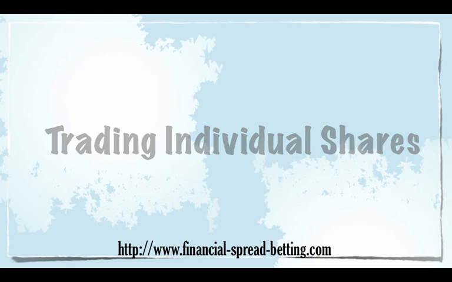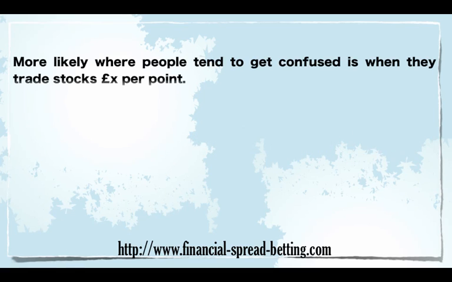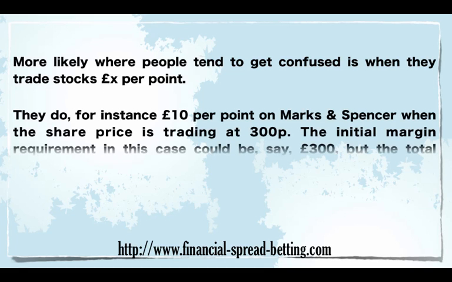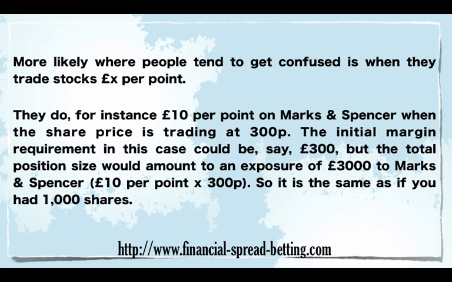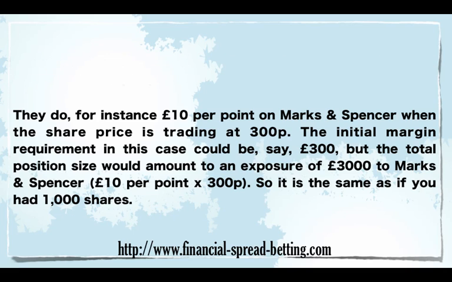Trading individual shares. More likely where people tend to get confused is when they trade stocks per point. They do, for instance, £10 per point on Marks and Spencer when the share price is trading at 300 pence. The initial margin requirement in this case could be, say, £300, but the total position size would amount to an exposure of £3,000 to Marks and Spencer. So it is the same as if you had 1,000 shares.